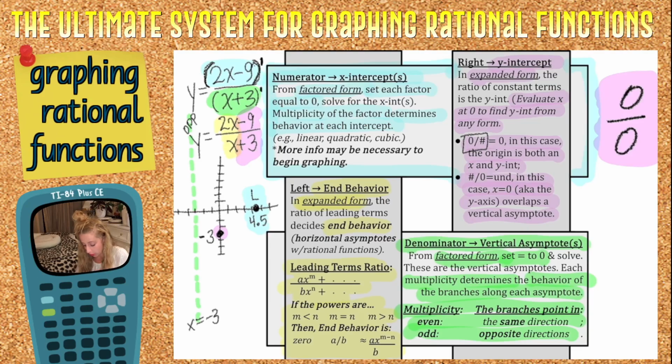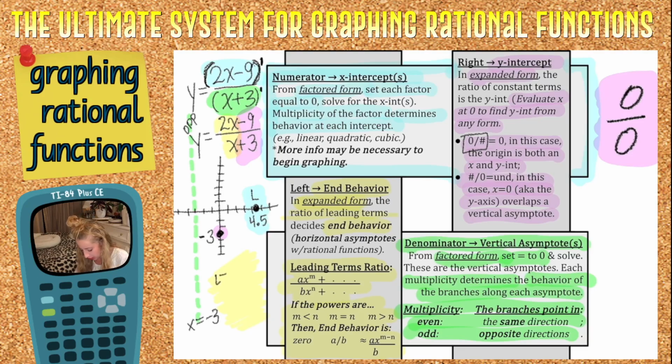So what we're going to do, left side of the equation in expanded form, we're looking at the ratio of leading terms. That decides your end behavior. It's not the be all and end all. You with the brain have to finish putting it together. It's not so idiot proof, you have to finish thinking. Not everything requires you to be brainless.